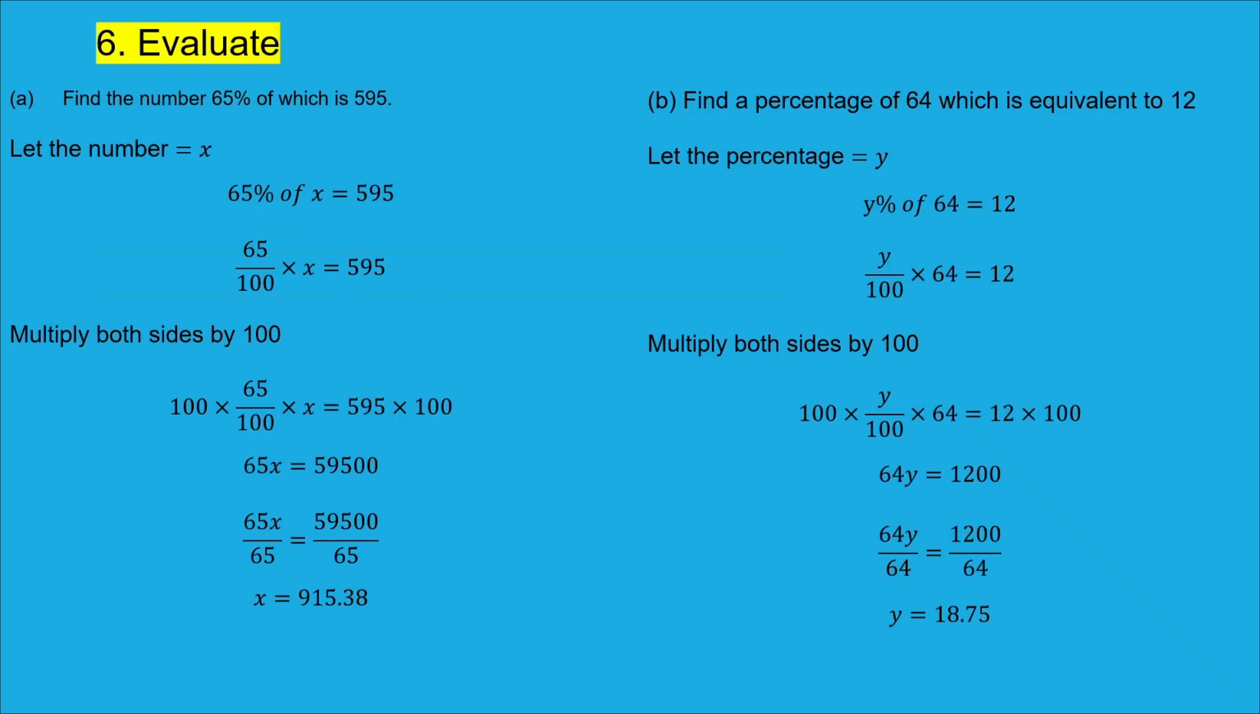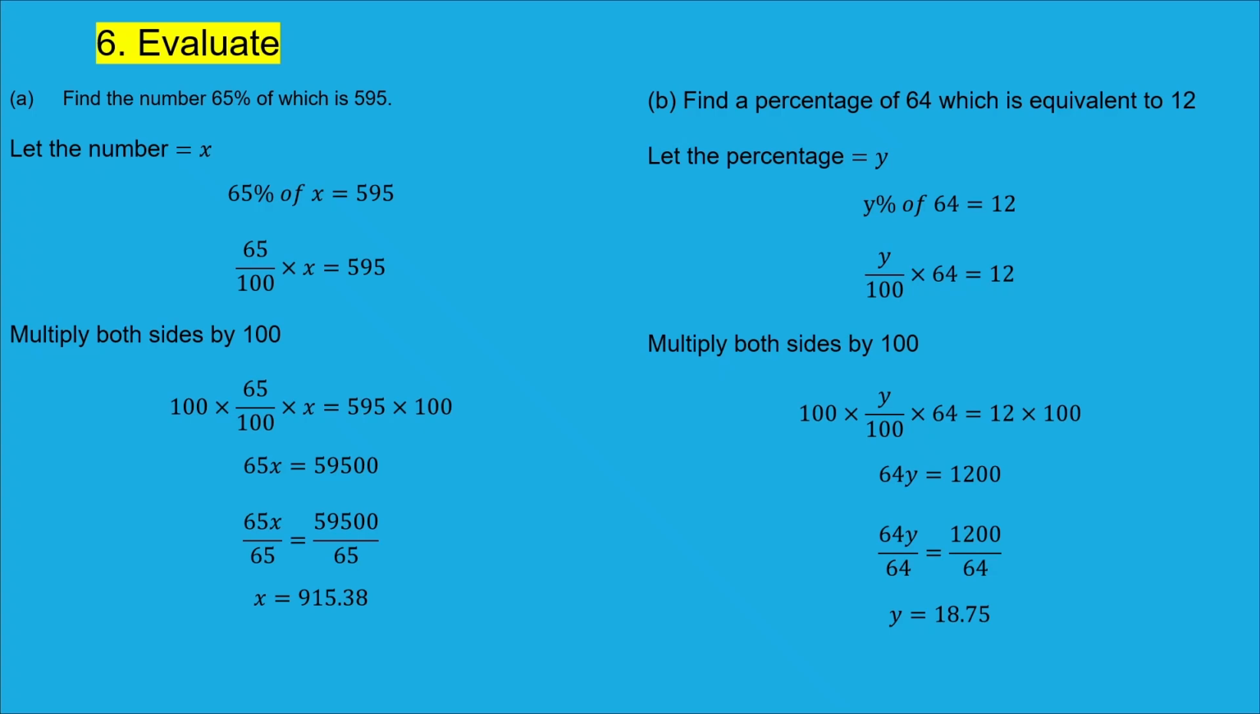Introduce an unknown, for example x, then 65%, that gives 65 over 100 times x equal to 595. Multiply both sides by 100, then you get 65x equal to 59,500. Divide 65 on both sides and you have x equal to 915.38.